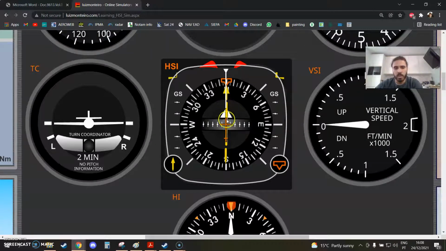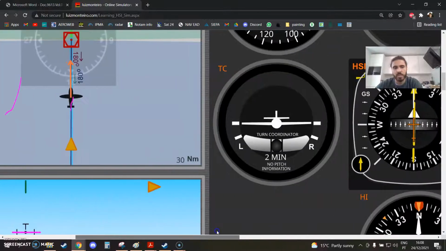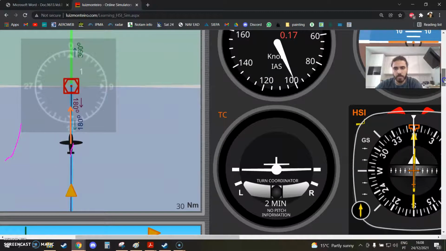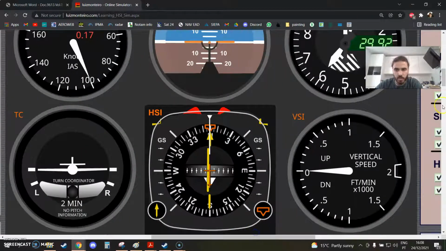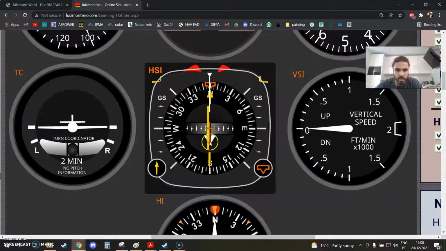Right now the VOR is ahead of you. If we locate the aircraft on top of the VOR, it will tell you that right now the VOR is behind you. So, a movable scale that moves in accordance with your current heading.